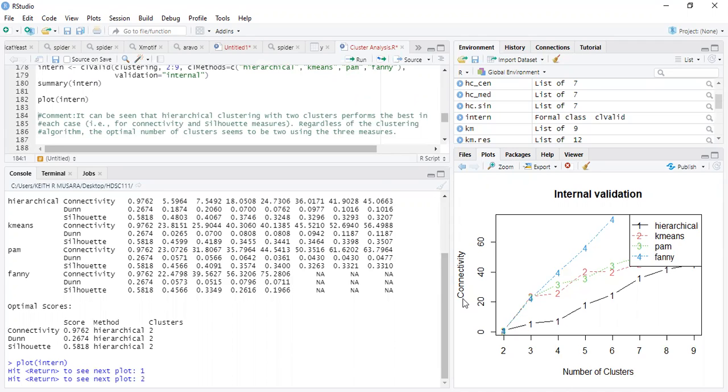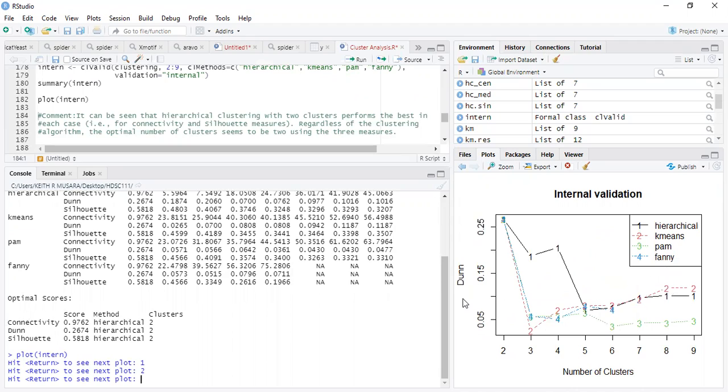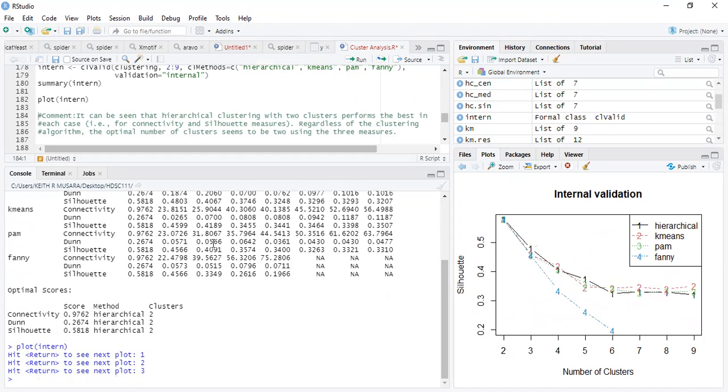So you enter 2, right? Remember, Dunn, we say it should maximize. So you see it is maximum at K equals 2. Then you do the third plot, which is the last plot. Then it gives you the silhouette, which is another maximum, which is K equals 2. So it can be seen that the hierarchical clustering with 2 clusters performs the best. In each case, connectivity and silhouette method, regardless of the clustering algorithm, the optimum number of clusters seems to be 2 using 3 measures.